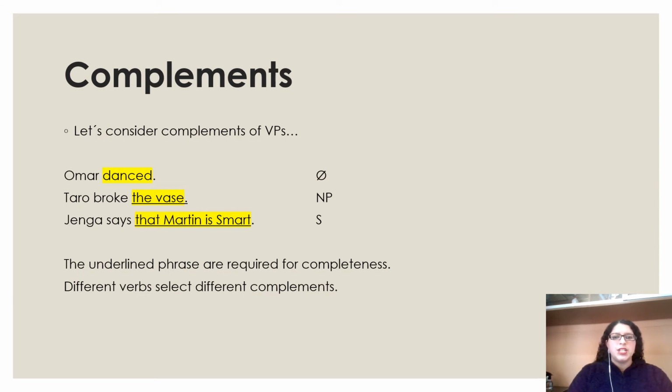In the last one, Jenga says that Martin is smart. This is a clause complement. So what did he say? He says that Martin is smart.